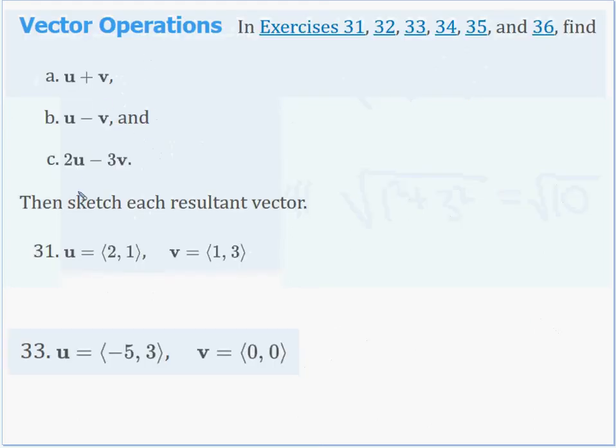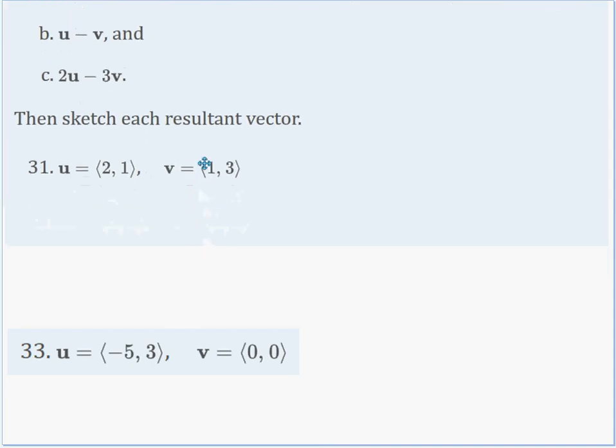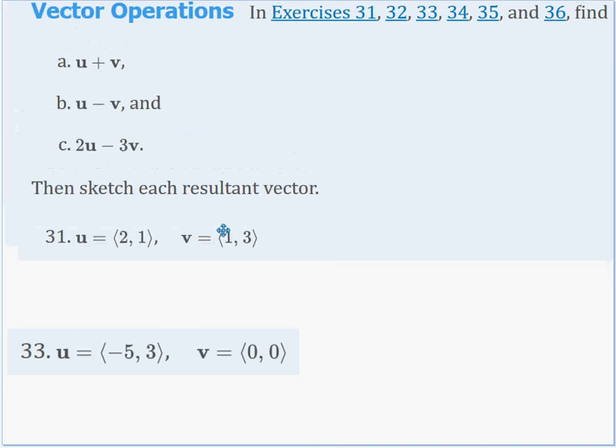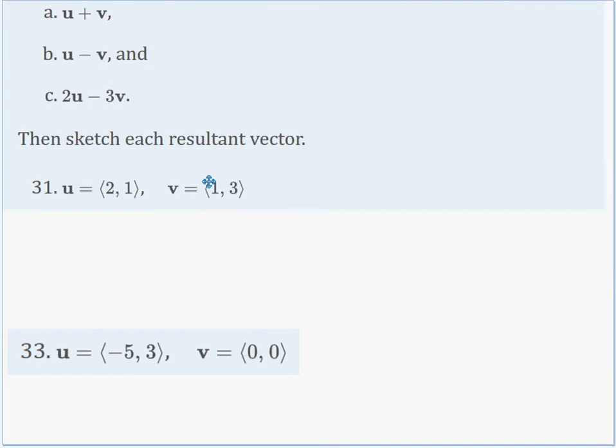Let's see here, 31 and 33. Vector operations. They want us to find, for part A, u plus v. B, we're going to subtract them. Part C, 2u minus 3v. And then it says to sketch the resultant vector. We might not do that for all of them.